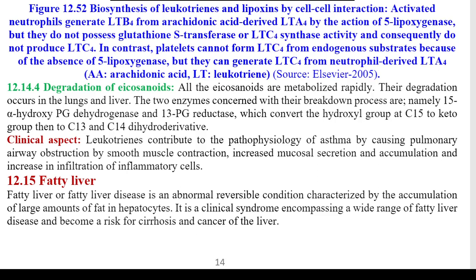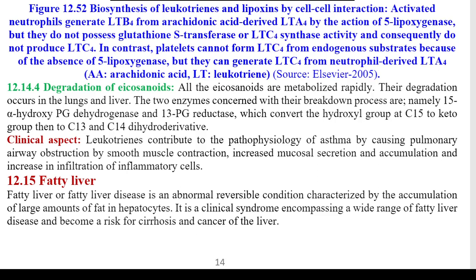12.14.4 Degradation of eicosanoids. All the eicosanoids are metabolized rapidly. Their degradation occurs in the lungs and liver. The two enzymes concerned with their breakdown process are, namely, 15-alpha-hydroxy-PG dehydrogenase and 13-PG reductase, which convert the hydroxyl group at C15 to a keto group, then to C13 and C14 dihydroderivative.